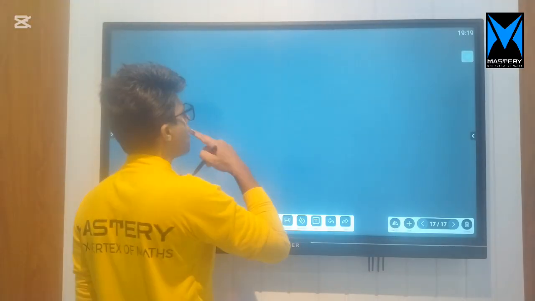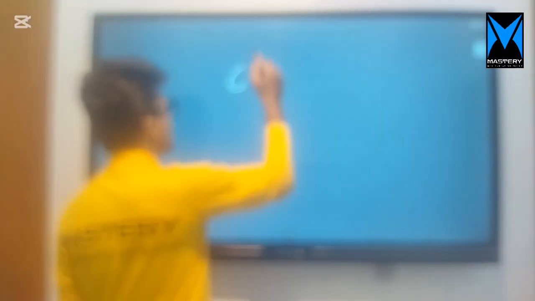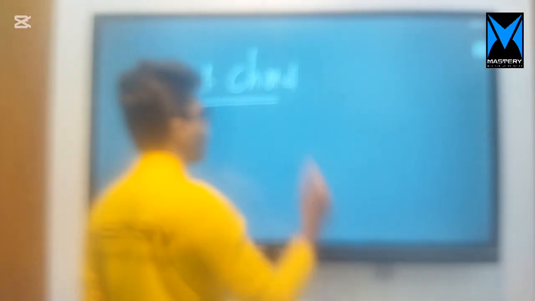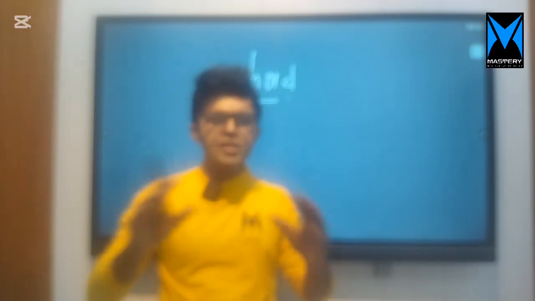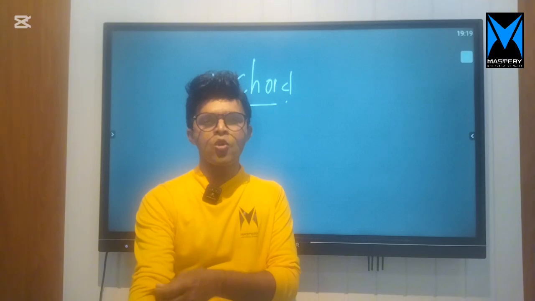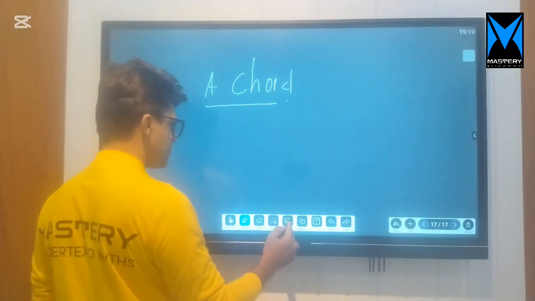Before I teach you what a segment is, I will teach you what a chord is. What's a chord? A chord is a straight line which is drawn connecting two points found on a circle. That's a chord.